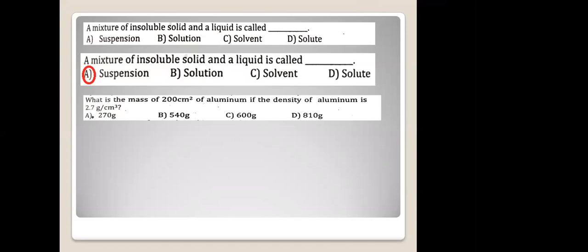Start. Okay, nice. Everyone said B. Okay, let's see what the answer is. Good, good, very good.